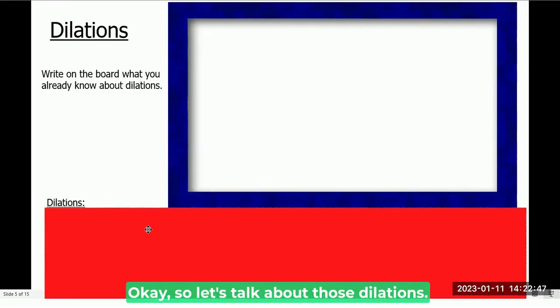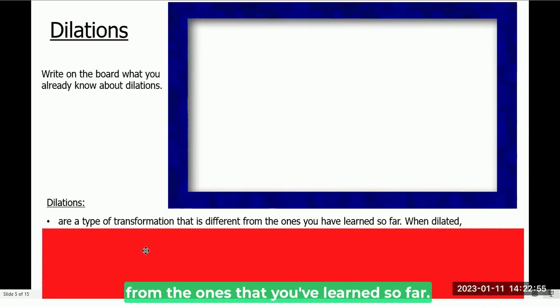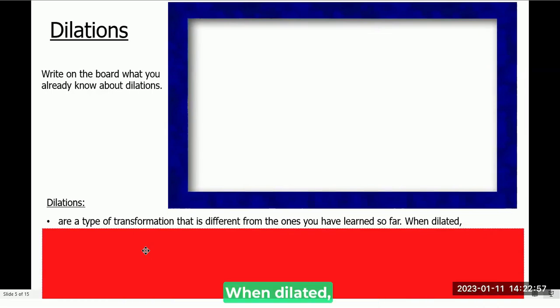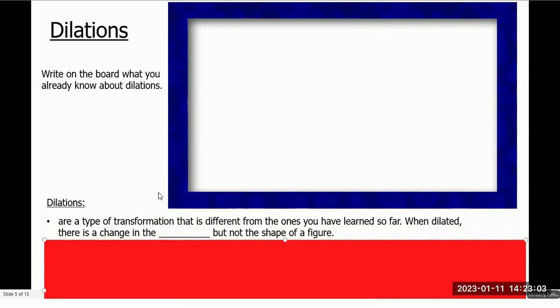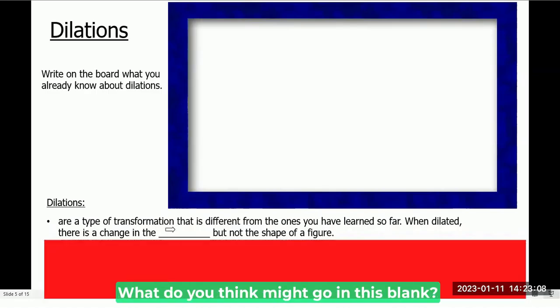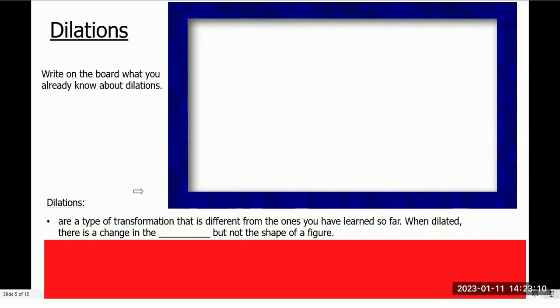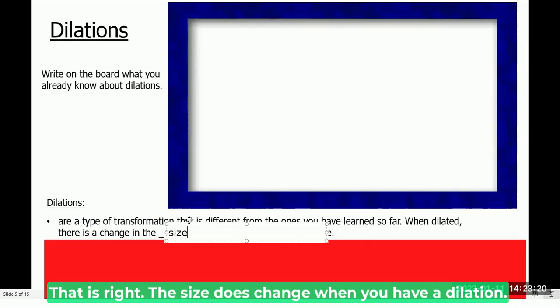Okay, so let's talk about those dilations. Dilations are a type of transformation that is different from the ones that you've learned so far. When dilated, there is a change in the blank, but not the shape of a figure. What do you think might go in this blank? If you thought it was the size, that is right. The size does change when you have a dilation.